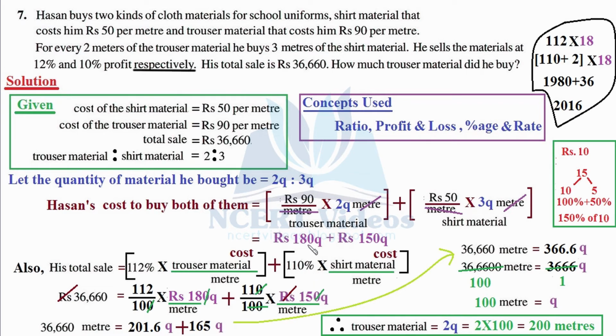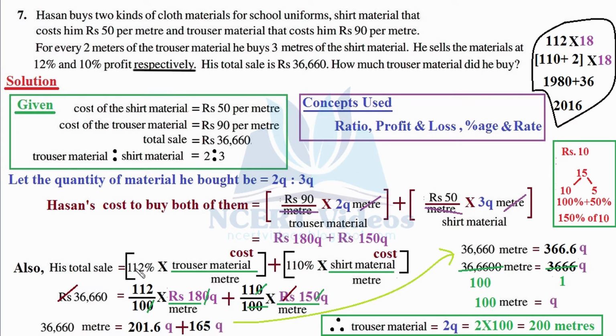And this is the reason why we did not add them, because individual profits were given to us. If the case would be like this, that is complete profit was given, then we could add it. Since the profits are different and because our costs are different, we have to do them individually. Now it is just a matter of plugging in the values. So total sale is rupees 36,660. So we wrote the same.